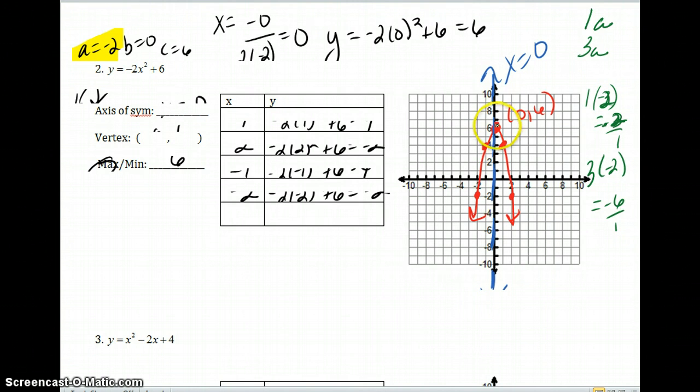So starting at the vertex, we're going to go down 2, left and right 1. And then we're going to go down 6 from the very last set of points you made. Do not go back to the vertex. Left and right 1. Once again, you notice that you get the same exact quadratic.